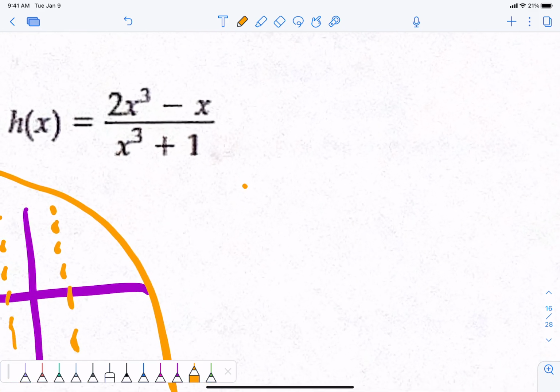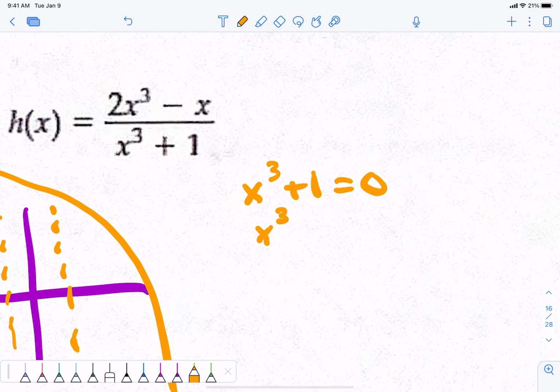We set the bottom equal to 0. So x cubed plus 1 equals 0. Then what? x cubed equals -1. We move the 1 over to the other side, and then we take the cubic root of -1. Wait, is that imaginary? No, because it's cubic. You can have a negative.